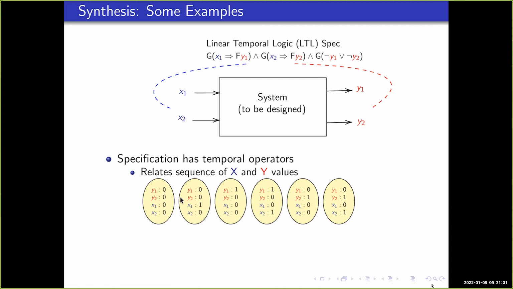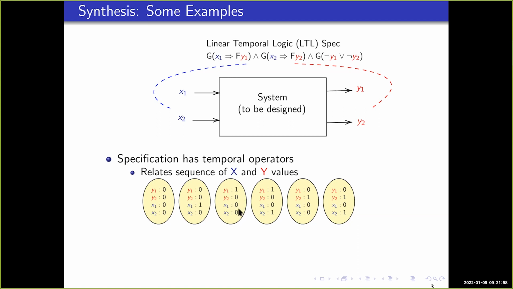And then at the next time instant, x1 becomes 1. Well, our specification says that at some point in the future of this time instant, y1 should become 1. But it doesn't require y1 to become 1 immediately. So maybe in the next time step, y1 has become 1. But maybe by the next time step, x1 has become 0. But that's okay, because since x1 was 1 here, y1 has become 1 in the future of this time instant.